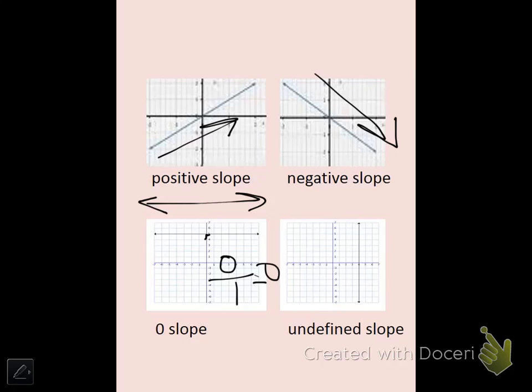And then this last one is an undefined slope because I'm going up 1, but I'm not going over left or right any. Anytime 0 is on the bottom, it is not okay. So it is an undefined slope.